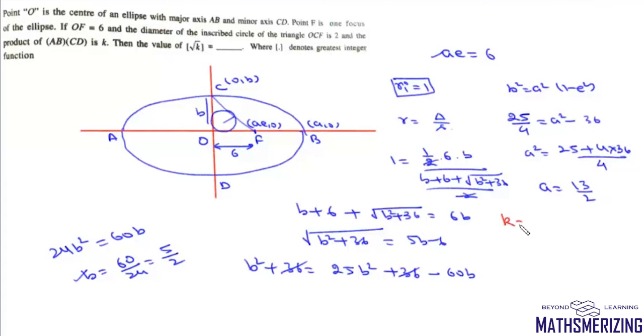So AB into CD is K, and AB is 2a and CD is 2b. So what's 2a? 2a is 13, and what's 2b? 2b is 5. So value of K is 65. Now we'll need to find the greatest integer function of under root K. So it is the greatest integer function of under root of 65. Now root 65 is 8 point something, and the greatest integer function or floor function of 8 point something is simply 8. So answer to this question is 8.